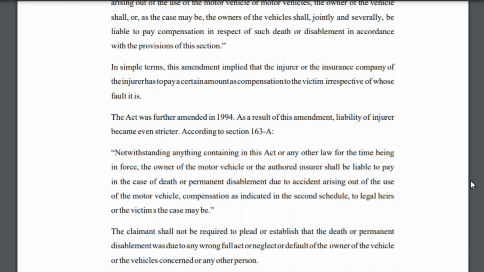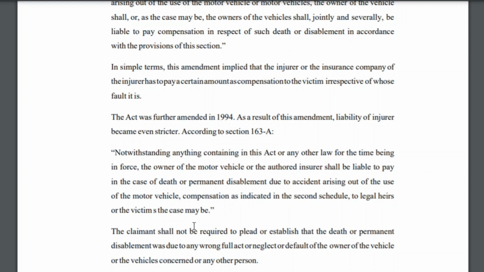Here section 163A is also very much important. Notwithstanding anything contained in this Act or any other law for the time being in force, the owner of the motor vehicle or the authorized insurer shall be liable to pay, in the case of death or permanent disablement due to accident arising out of the use of the motor vehicle, compensation as indicated in the second schedule to the legal heirs of the victims, as the case may be.